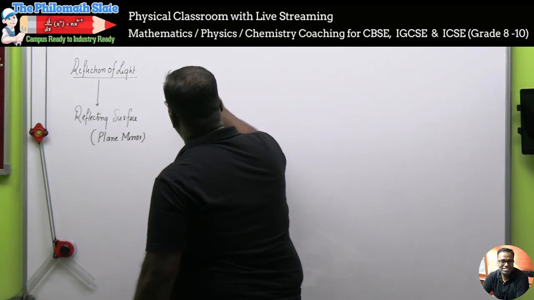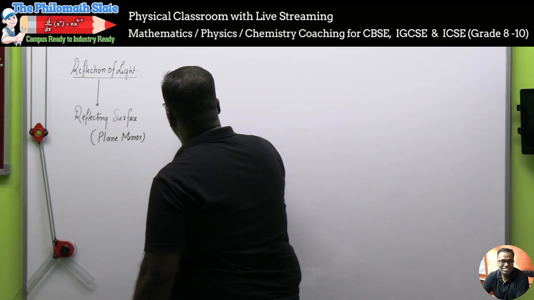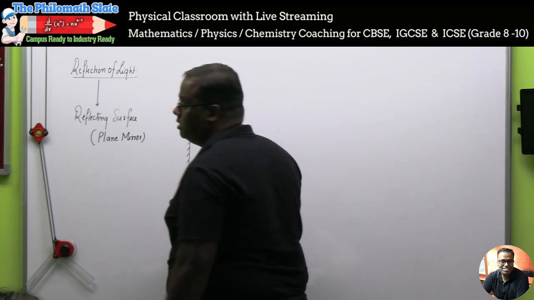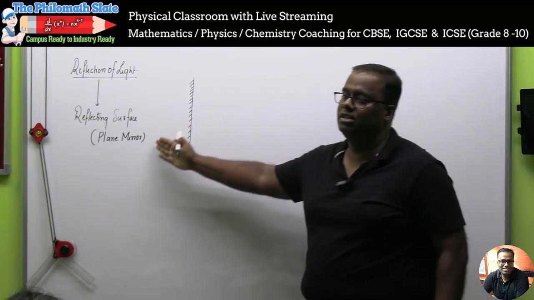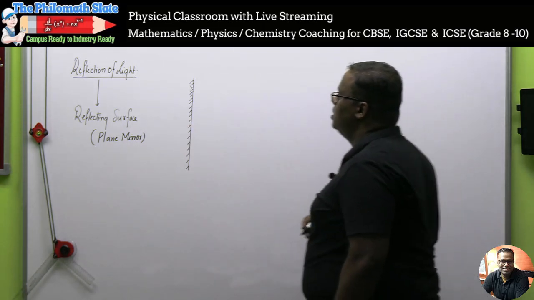So a plane mirror has got its etching. Let's make it etched. The etched side is the smooth side or the rough side? Etching is the rough side. This is the rough side. This is the smooth side. So this is our mirror.